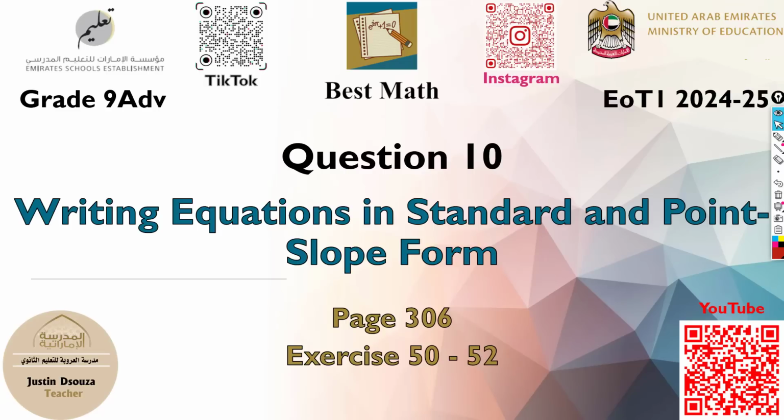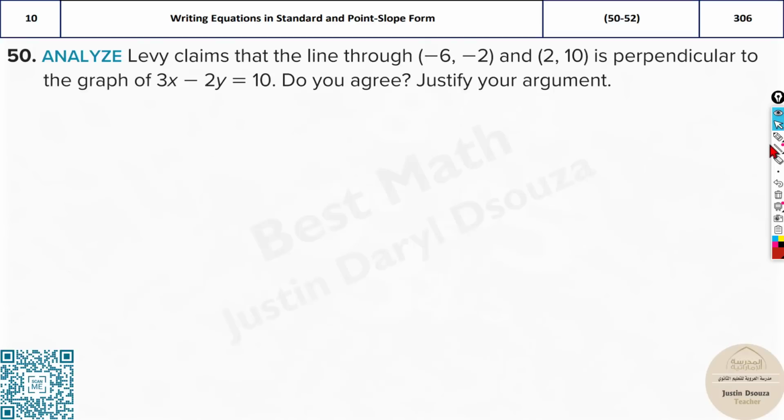In question 10, we find the slopes of the lines and then determine whether the lines are parallel or perpendicular. We have to analyze this problem. Levy claims that the line through this particular point, minus 6, minus 2 and 2, 10, is perpendicular to the graph of the given equation. That is 3x minus 2y equals 10. Do you agree? Justify your argument.